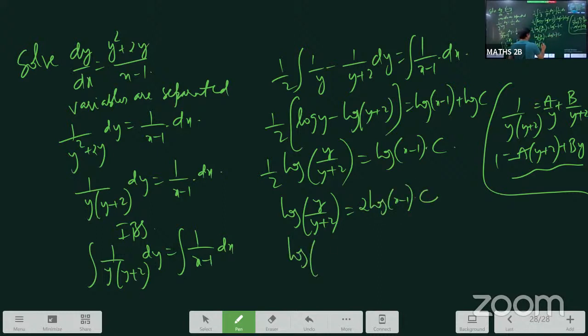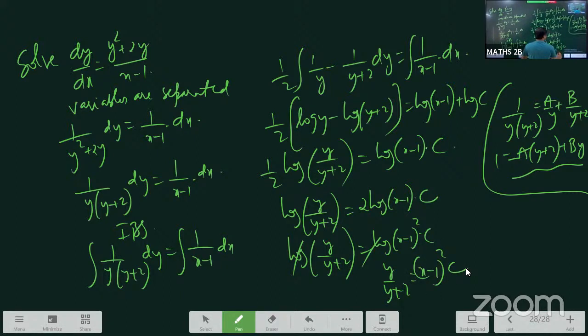That is log of y by (y + 2) equals log (x - 1) whole square into, actually you get c². Again c², you take it as one more constant, let it be c. Now both sides log gets cancelled. So y by (y + 2) equal to (x - 1) whole square c. Means y is equal to (y + 2) into (x - 1) whole square c. This is your complete simplification. Is it clear, everybody?